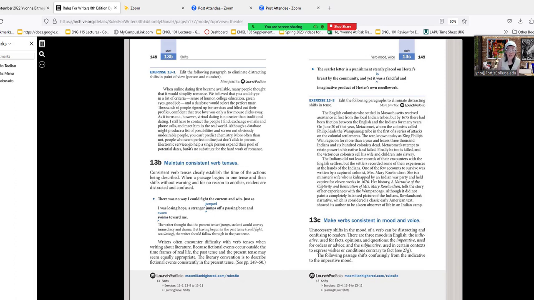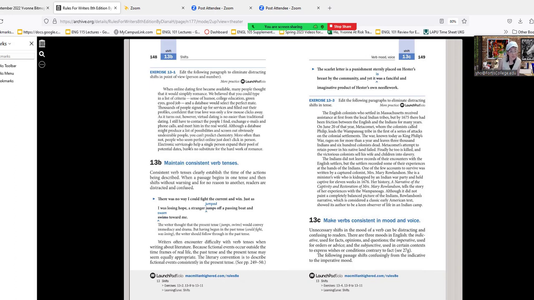So maintain consistent verb tenses. Consistent verb tense clearly establishes the time of the actions being described. When a passage begins in one tense and then shifts without warning and for no reason to another tense, readers are distracted and confused. So when you are writing different verb tenses, let's say you start out in past tense, then you need to keep all of the verbs in that sentence in the past tense. If you wrote that sentence in present tense, then all the verbs in that sentence need to stay in present tense so that you have consistent verb tense.